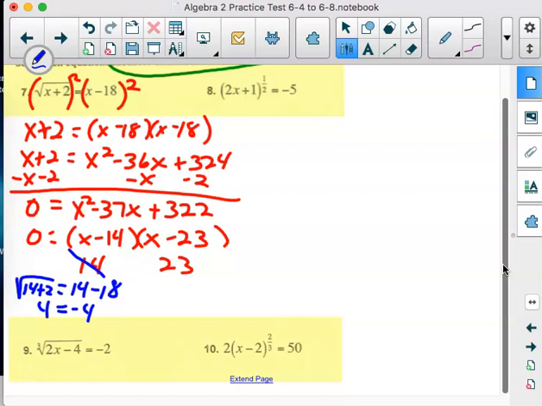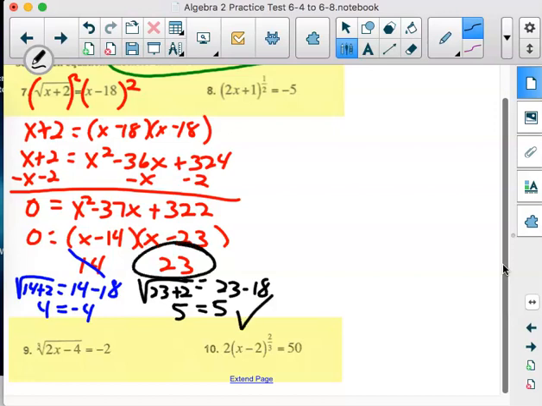So let's check the other one. Square root of 23 plus 2, does that equal 23 minus 18? What's 23 plus 2? 25. What's the square root of 25? What's 23 minus 18? Oh, that one's good. So then, like I said before, check mark, circle something so that I know, hey, you went back and realized, yes, this one's good. This one works.